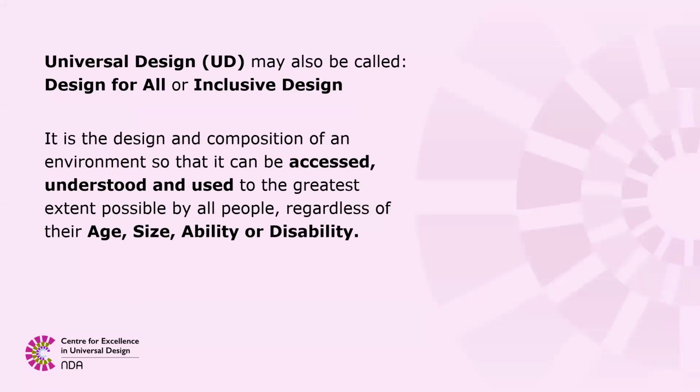Universal design, or UD, may also be called design for all or inclusive design. It's the design and the composition of an environment so that it can be accessed, understood, and used to the greatest extent possible by all people, regardless of their age, size, ability, or their disability. It's also important to note that this is without the need for adaptation, so no need for assistive devices or specialized solutions. As every design decision has the potential to either include or exclude people, we recognize that good design enables while bad design disables.